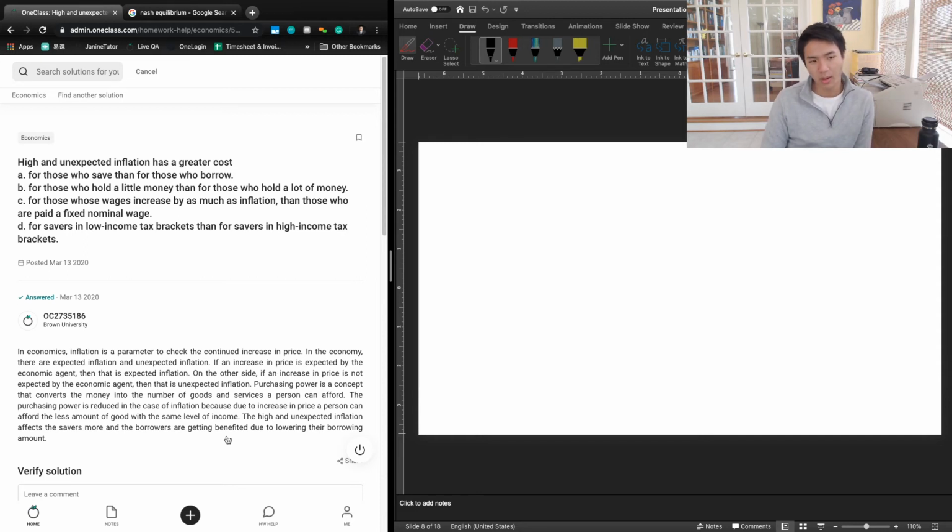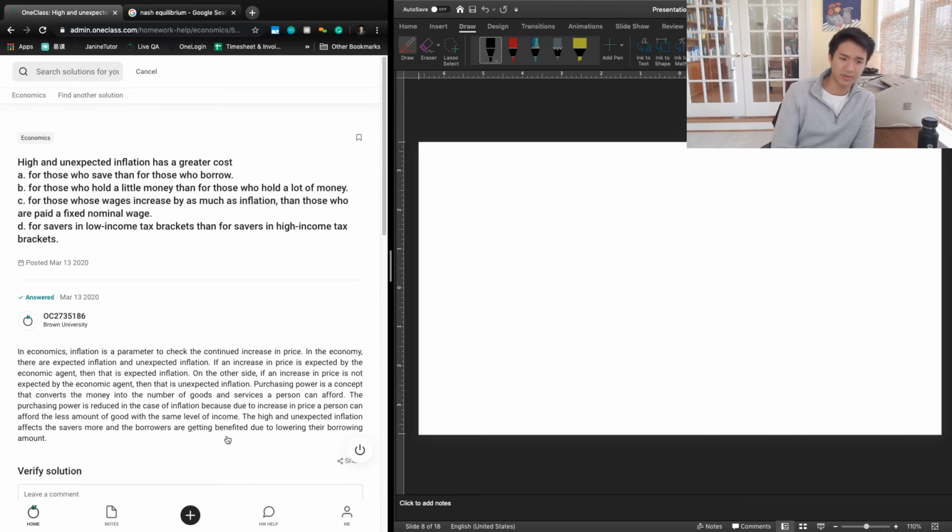And so answer choice A is already going to hit the nail on the head. High and unexpected inflation has a greater cost for those who save than for those who borrow, because those who save are adversely affected by the decrease in purchasing power, whereas those who borrow are beneficially affected by the decrease in purchasing power. So A is going to be the right answer.